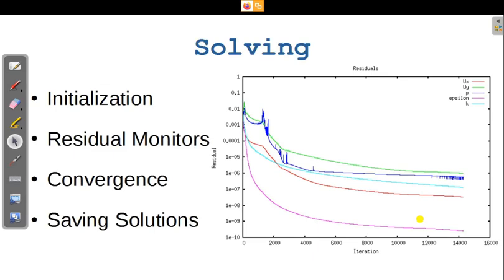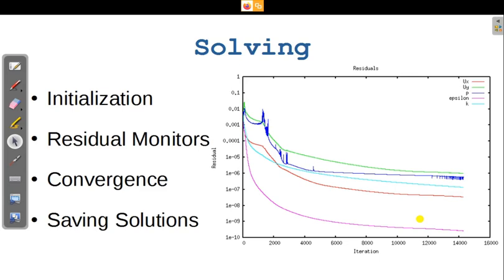So coming to the solving part, we have to have the governing equations decided, and then once we have the initial conditions and boundary conditions, we have to initialize the system, telling it that you have to start your simulation at this particular point and end at this particular point. And also you have to monitor your residuals.